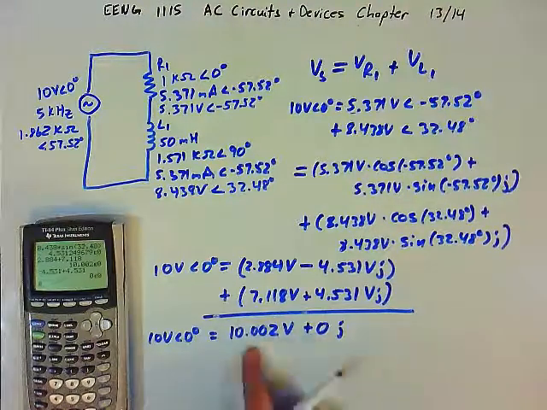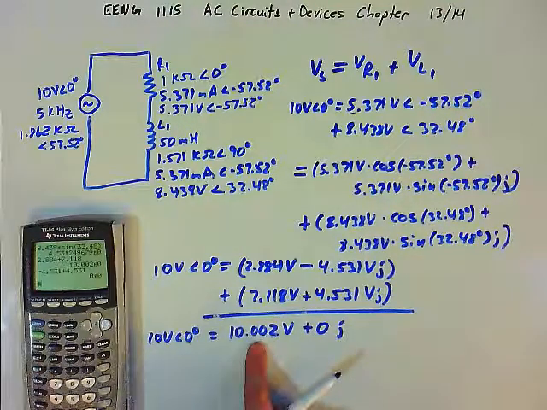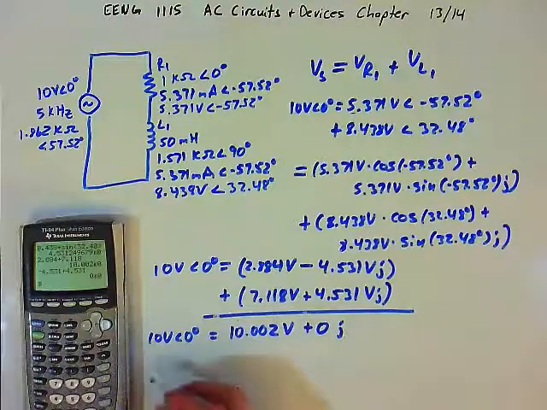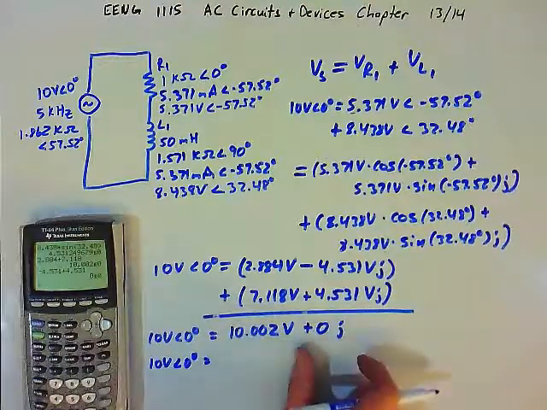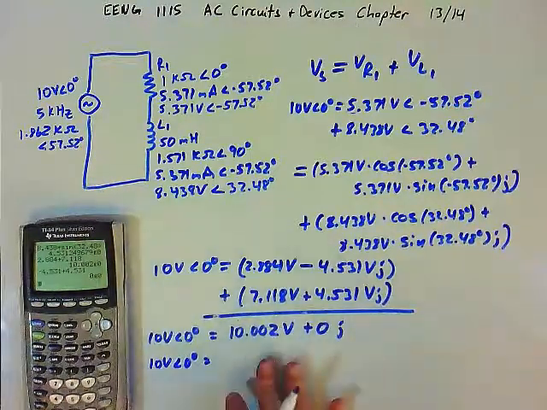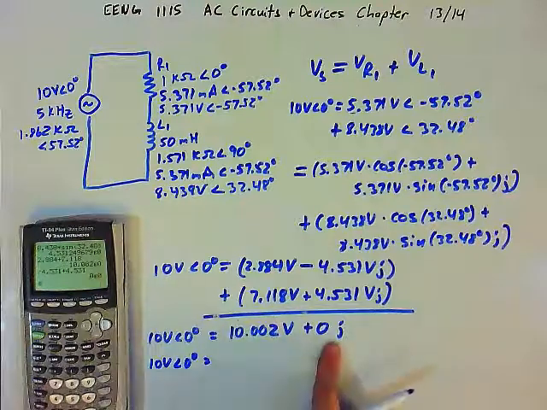If you square both of these and add them together, that will give you the magnitude. And if you take the inverse tangent of y divided by x, that will give you the angle. And so we'll go ahead and do that. Is 10 volts at 0 degrees equal to this rectangular form of the vector? It is. You can probably see that already, but I'll go ahead and do it anyway.